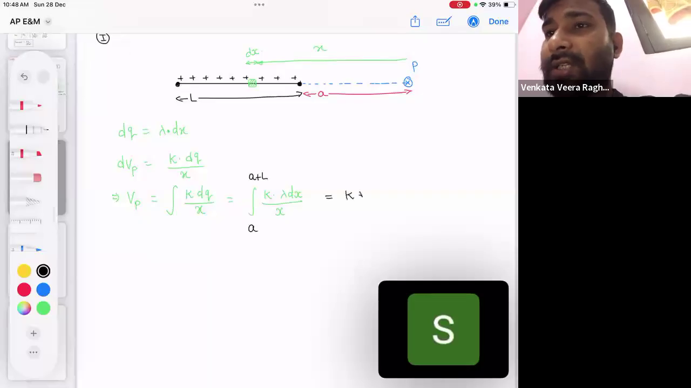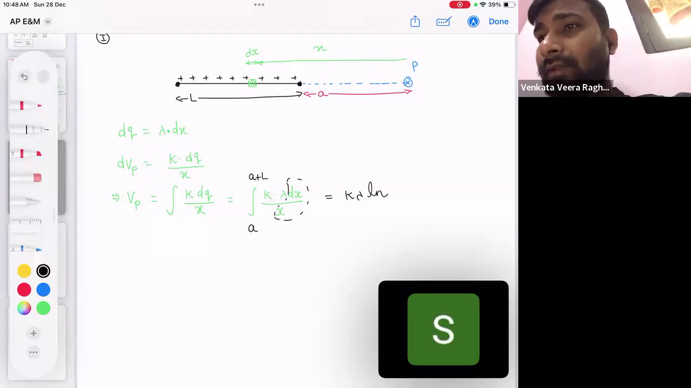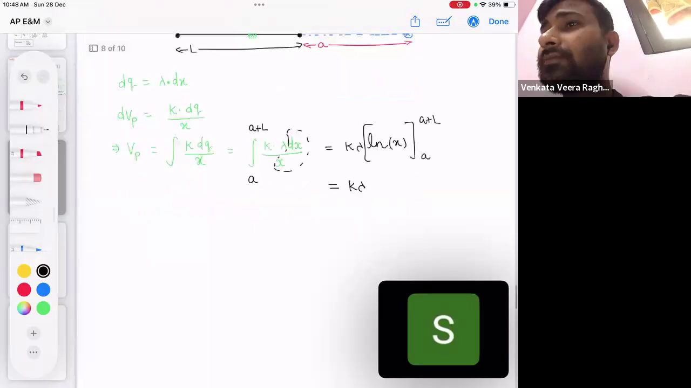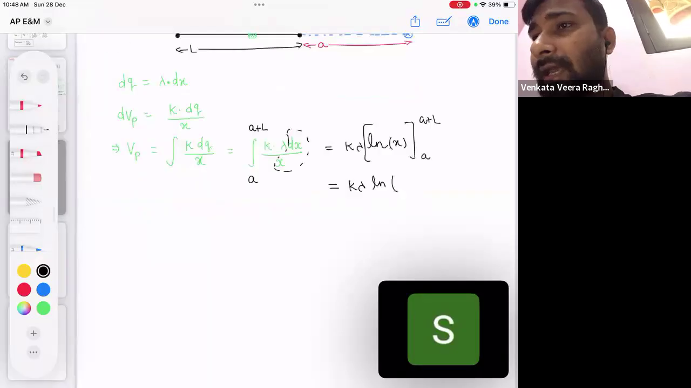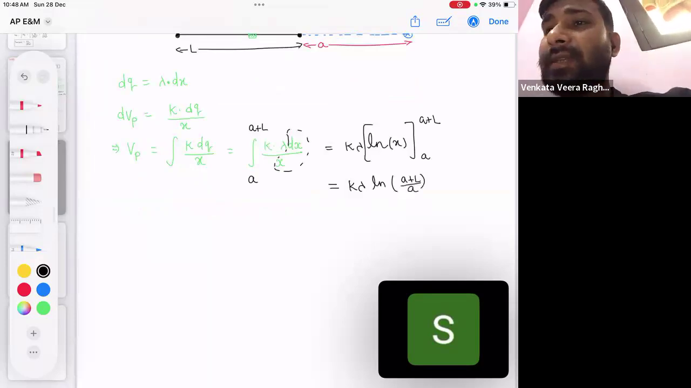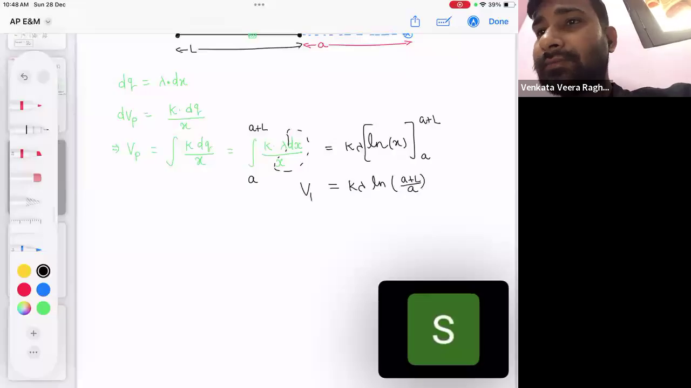K is constant, lambda is constant, and the integration of dx by x, how much will it come? It will be ln x. The lower limit and upper limit are known to us. So what we have is k lambda times ln(a plus l) minus ln a. Can I write it as just this one? Please check: ln a minus ln b is ln of a by b, right?